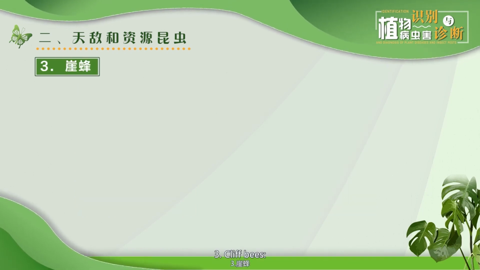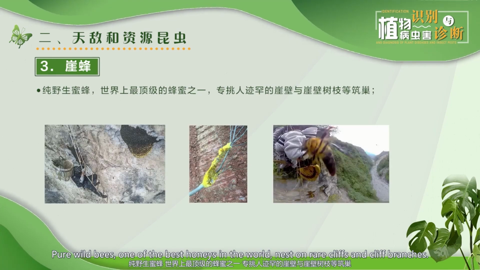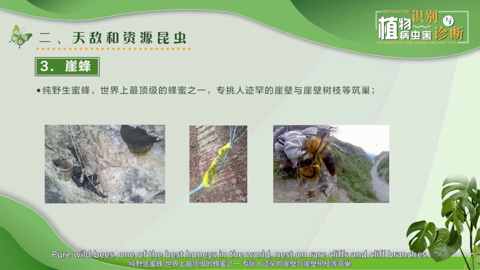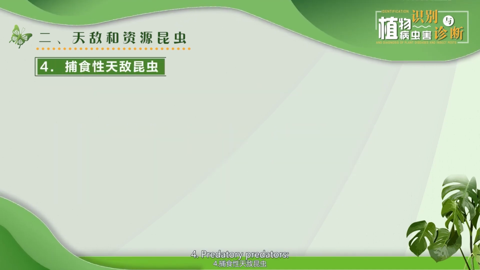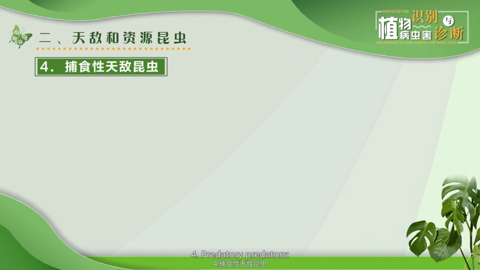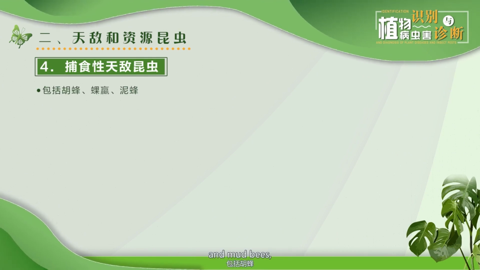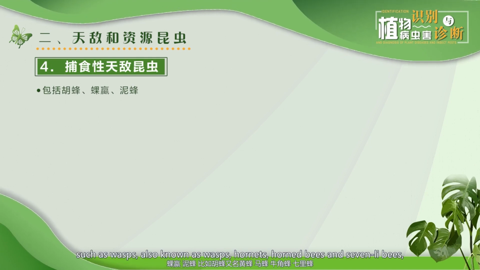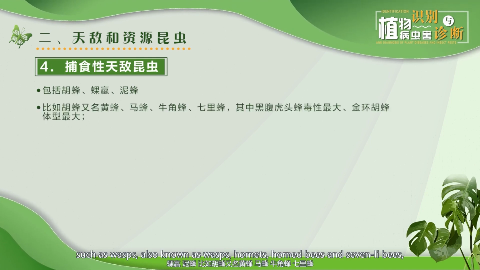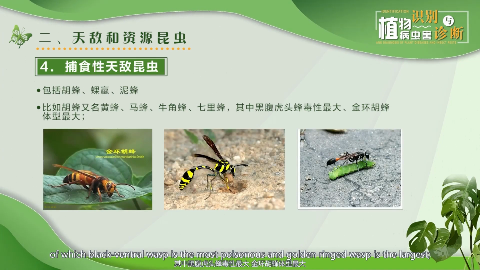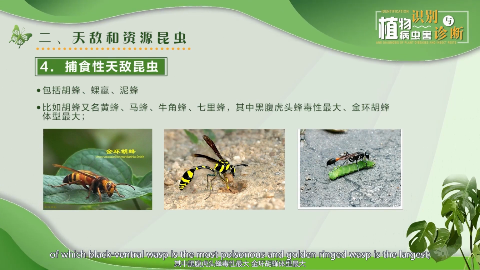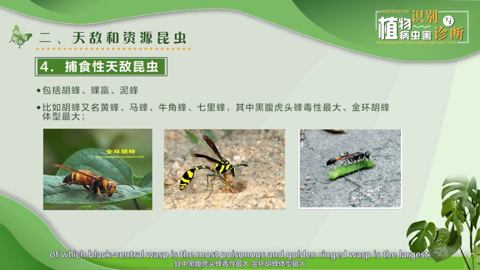3. Cliff bees, pure wild bees, one of the best honeys in the world, nest on rare cliffs and cliff branches. 4. Predatory wasps. They include wasps, hornets, and mud bees, such as wasps, also known as hornets, horned bees, and 7-leaf bees, of which the black ventral wasp is the most poisonous and the golden-ringed wasp is the largest.